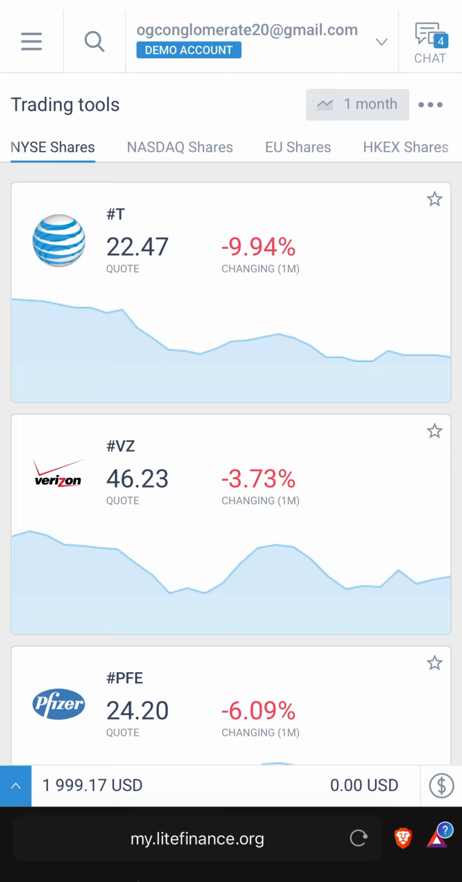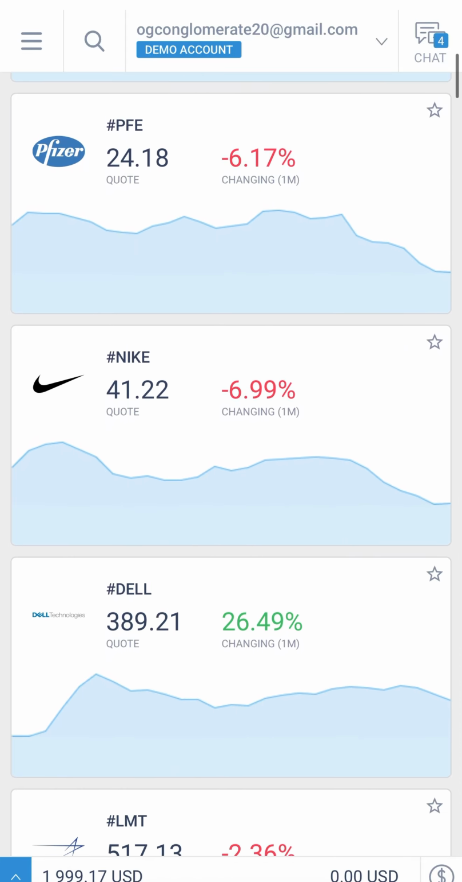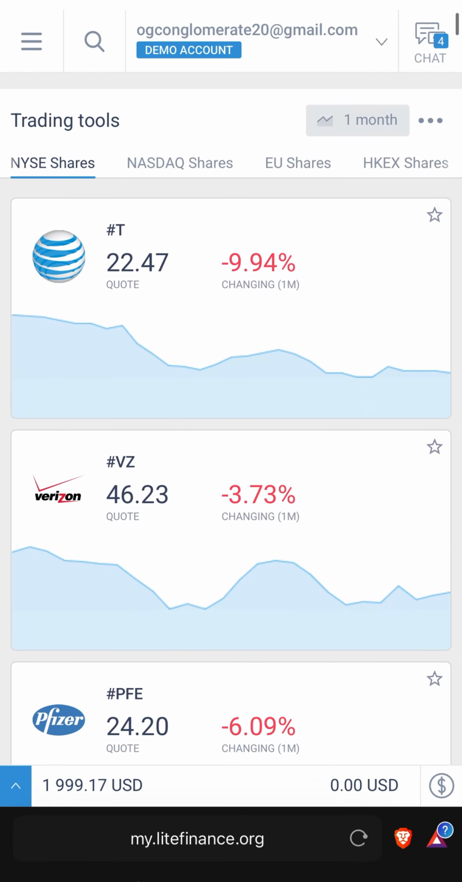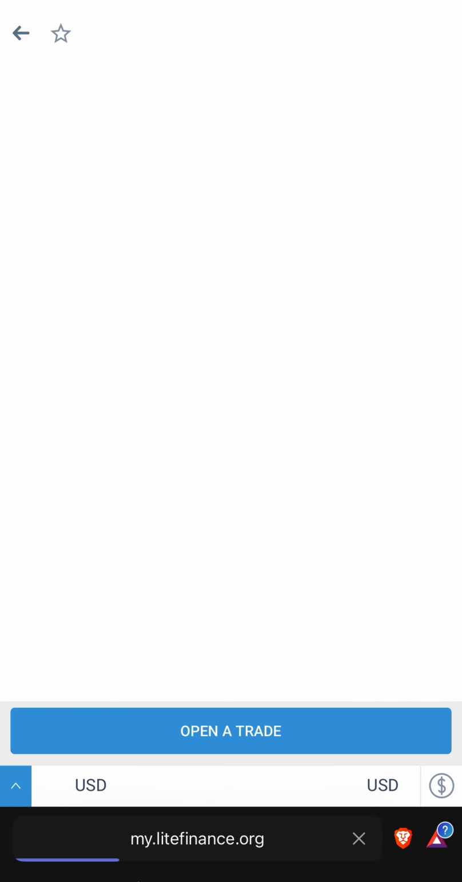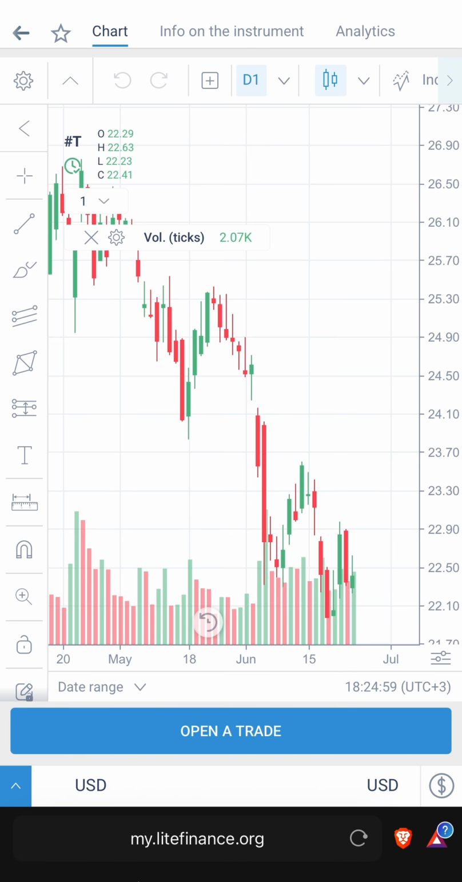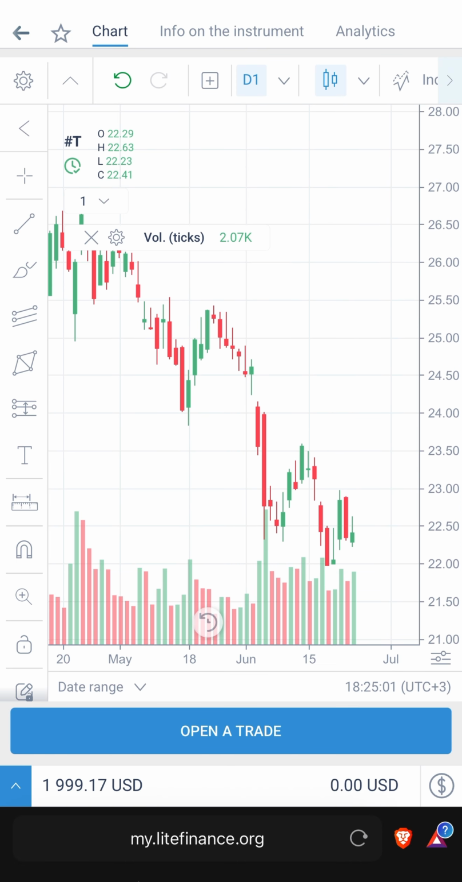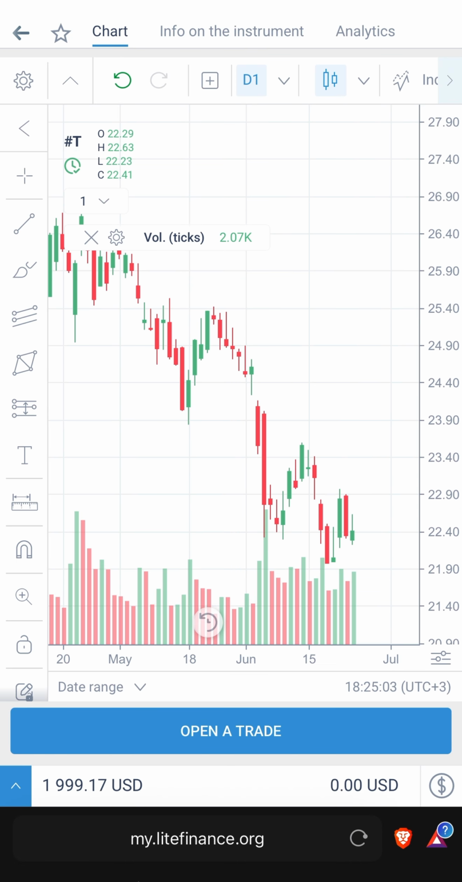So let's try and use one of these company shares as an example. Let's use Microsoft, or okay, let's make use of AT&T. It's currently in negative. Let's assume you want to take a buy position. Like I said, this is not financial advice. For you to start investing or trading stocks and ETFs, try to reach out to us and we are going to give you an expert-led recommendation.